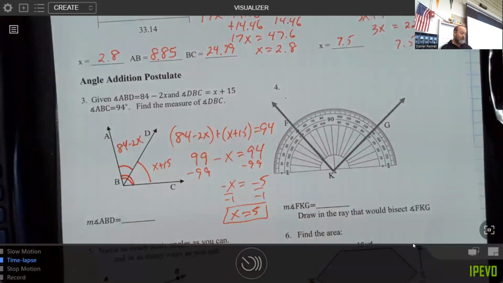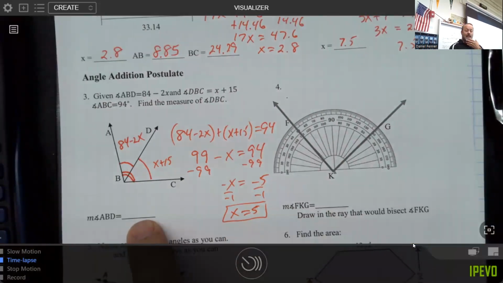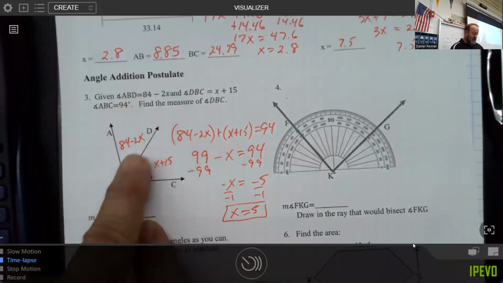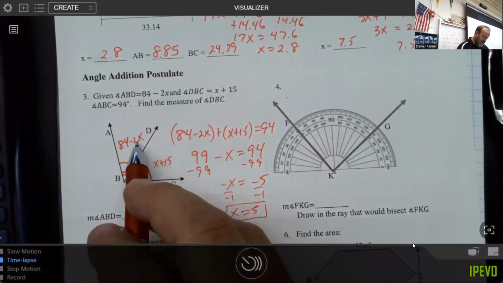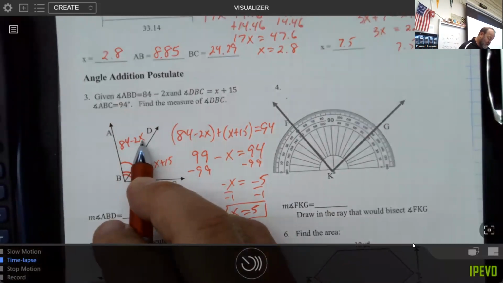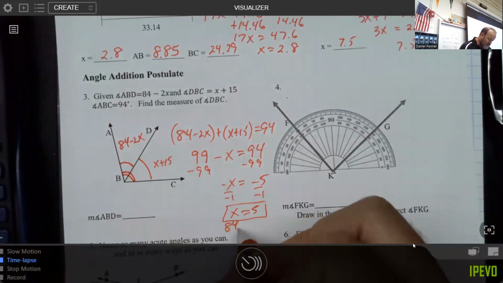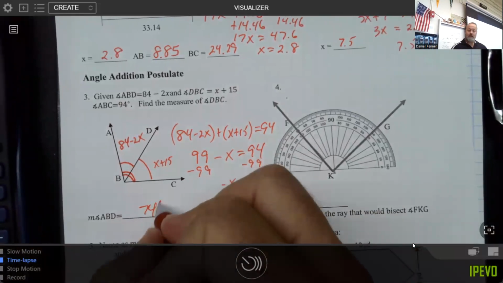And so we look over here and, oh, I guess I'm not done because it didn't actually ask me for what x was. It asked me for what is the angle ABD. And ABD is 84 minus 2 of these x's. Well, if x is 5, then 2 5s is 10. So 84 minus 10 would be 74 degrees.